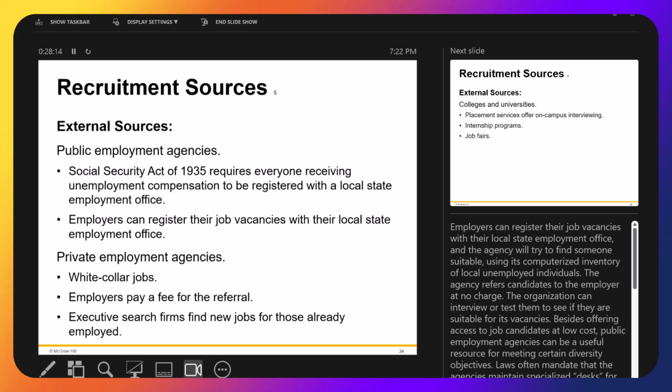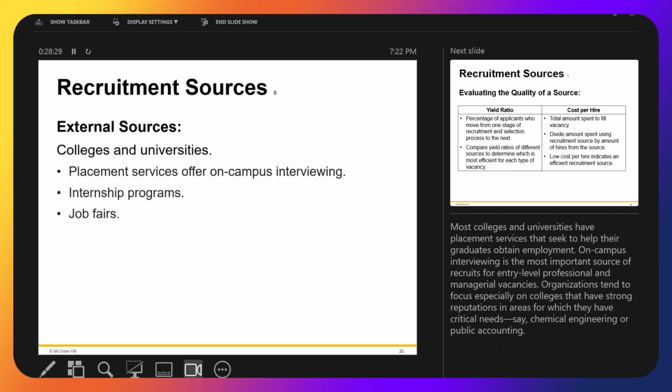So this is when you go to somebody who actually, let's say my business is I run a private employment agency. So you come to me and I help supply you with applicants for your jobs. And so here's some other external sources, which we're all familiar with: colleges and universities, internships, job fairs. And this is where recruiters will be going.